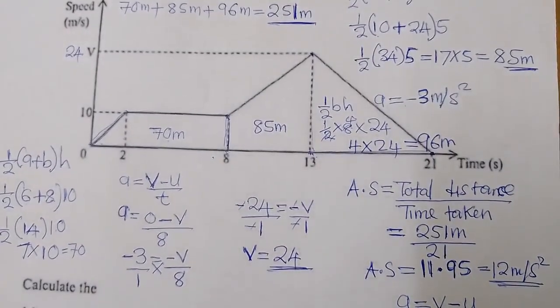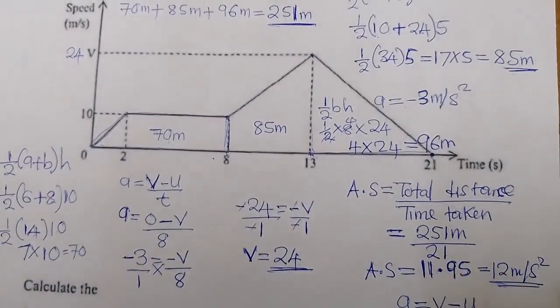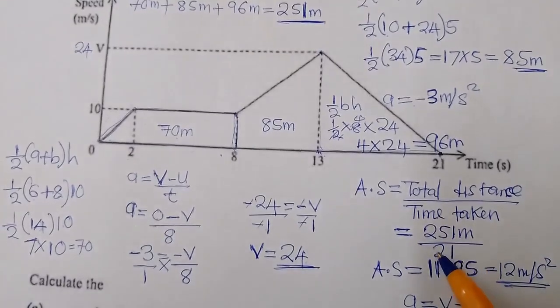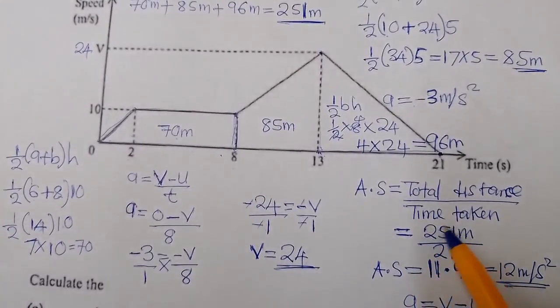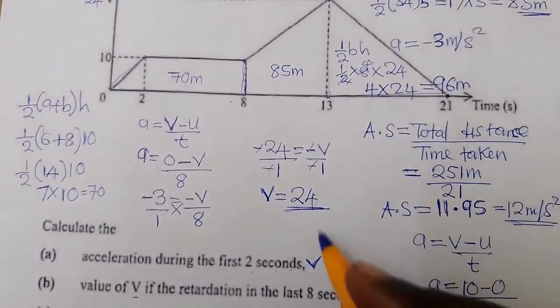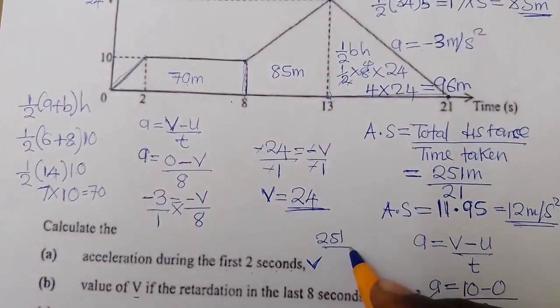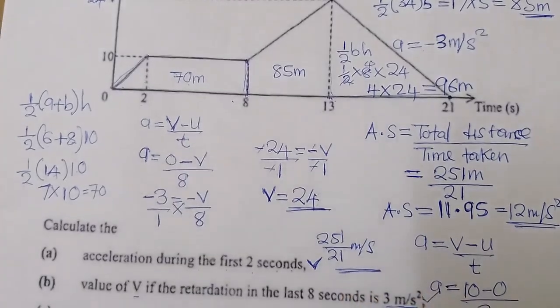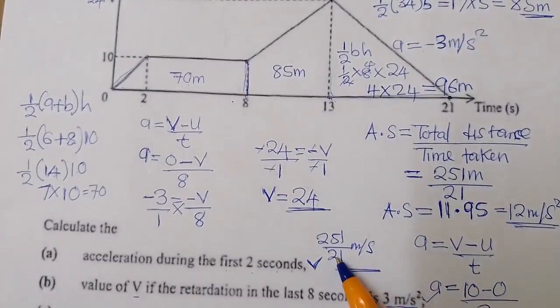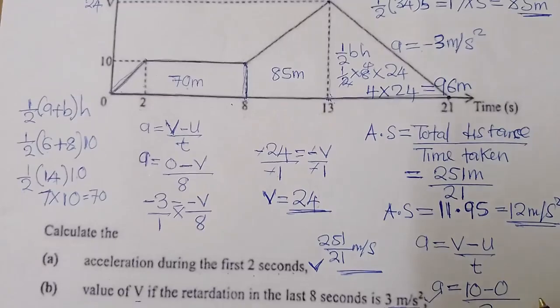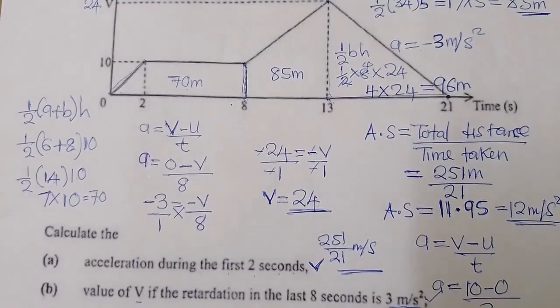But if you don't have a calculator, definitely calculators are not allowed, so you just leave it here. Have you seen? You just say the answer is 251 over 21 meters per second squared, because you can't manage to divide 251 by 21. You just leave it there, as your answer. So these are what you need to follow and understand.